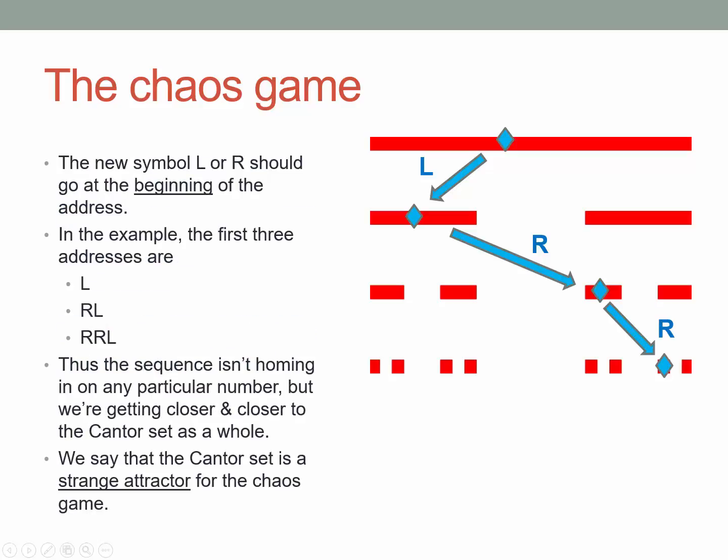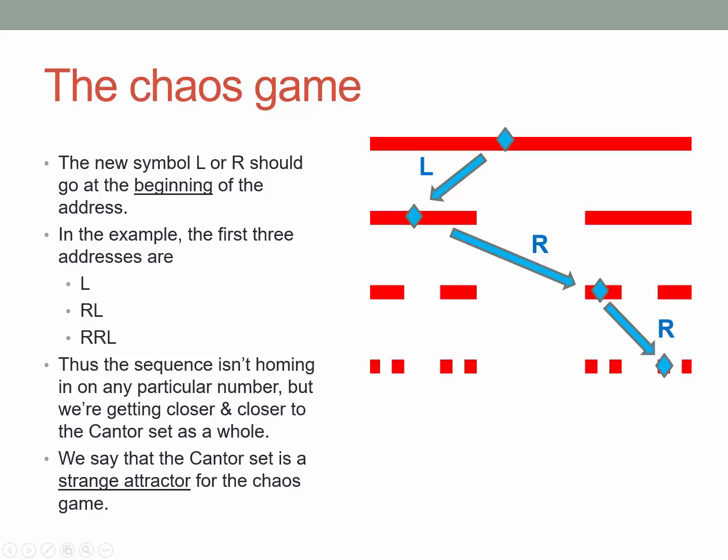However, what may obscure this slightly, make it not quite so easy to see, is that this new symbol goes at the beginning of the address. So in this example I've given you here, where it was a head, a tails, and a tails, the first 3 addresses that you're generating are first of all L, to tell you you're on the left piece, and then RL, right? The R going before the L, to tell you you're in the piece RL, and then RRL, which is counting from left to right, the 7th of the 8 pieces.